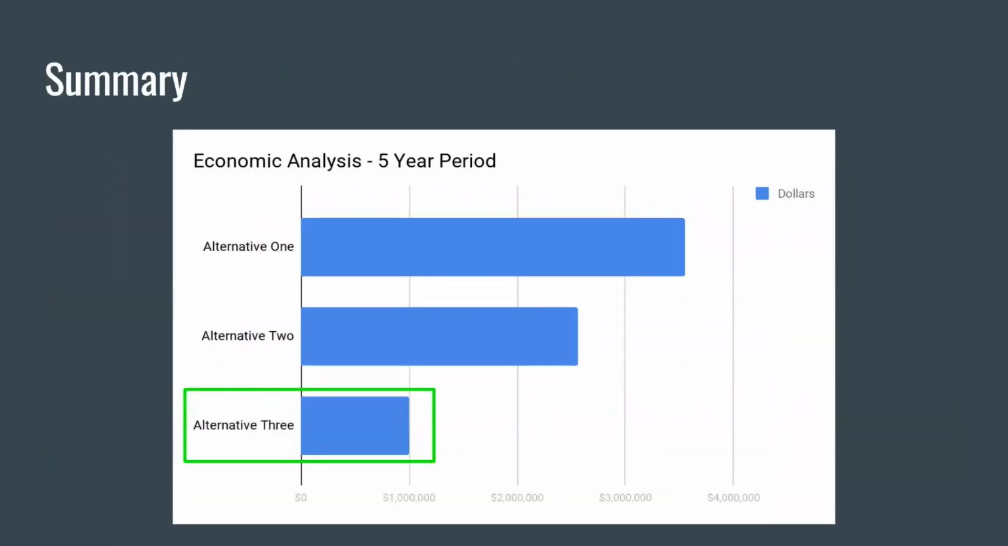When comparing the 3 alternatives economically, it can be seen why the third alternative is the superior alternative, as it comes to just one-third of the cost of the first alternative and less than half of the cost of the second alternative, coming in at just over $998,000 for a 5-year analysis period.